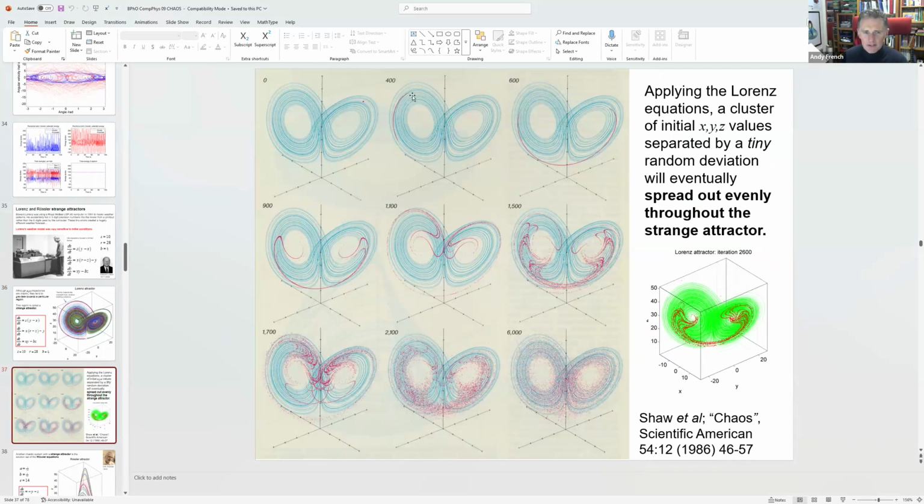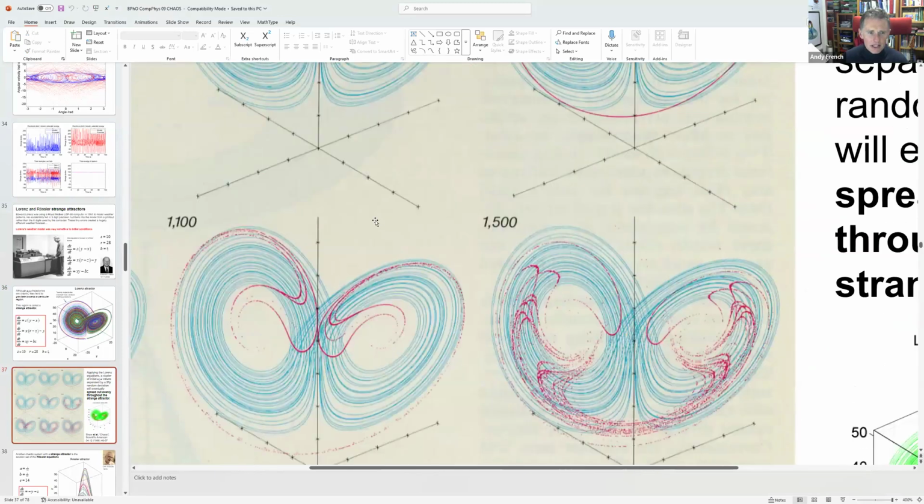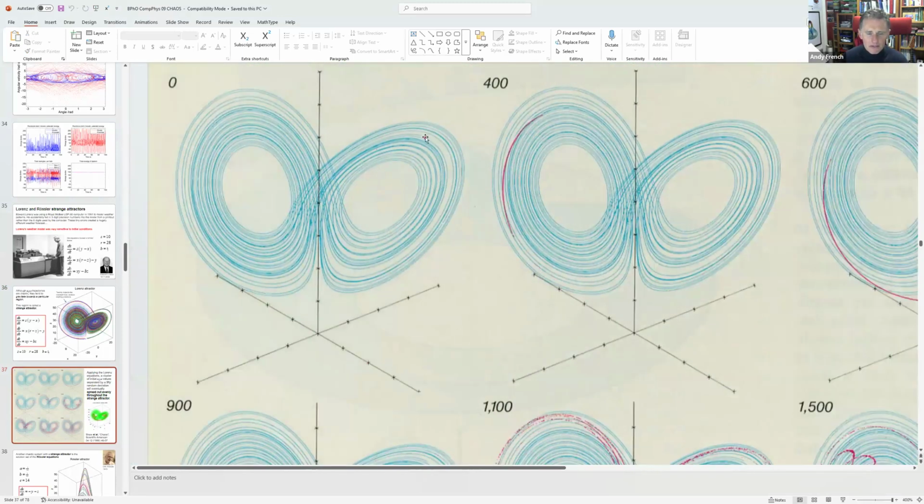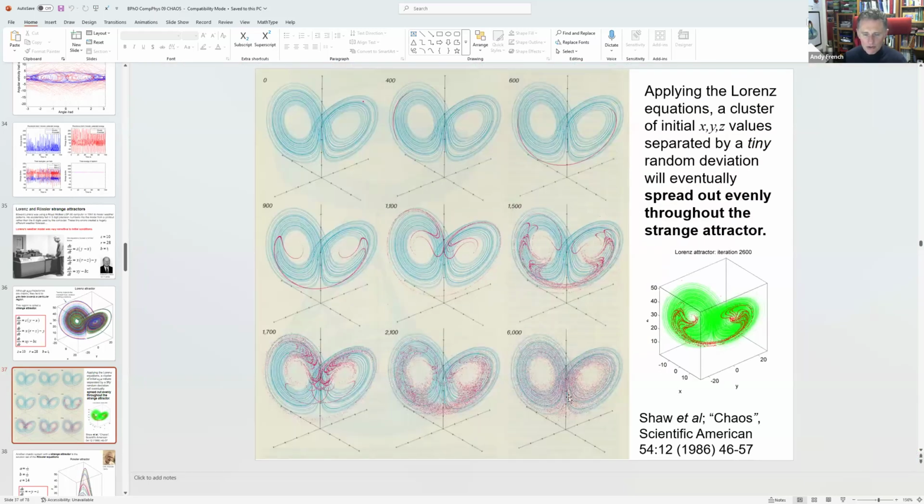To make sense of it, they've got a little tiny blob of dye. I don't know if I can zoom in here so you can see right at the top. This little blob of dye is maybe 1,000 data points with very tiny differences in X, Y, and Z. What you do is you work out those trajectories and what happens next. And what you find is they end up spreading all around the Lorentz attractor. So let's go and look at a little film of this.